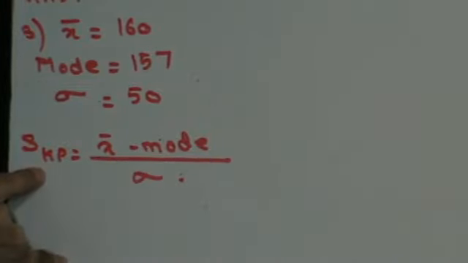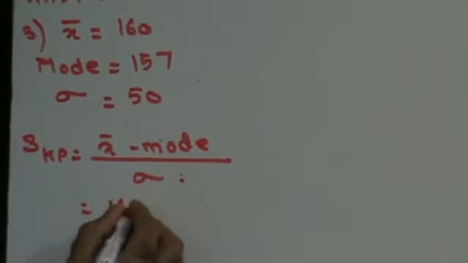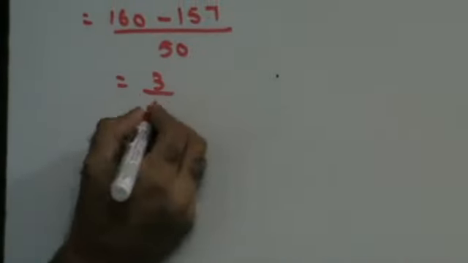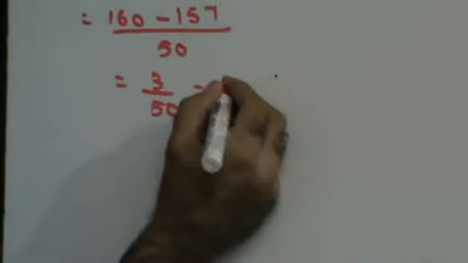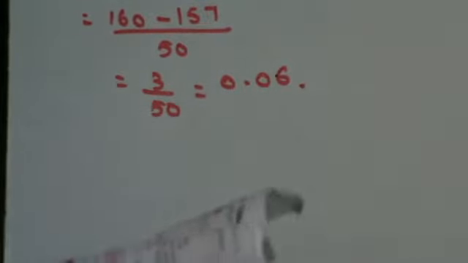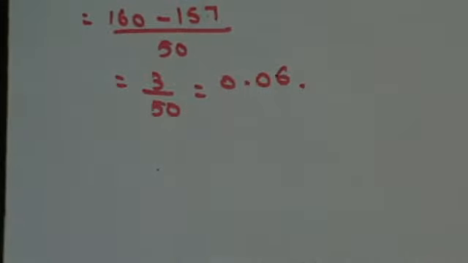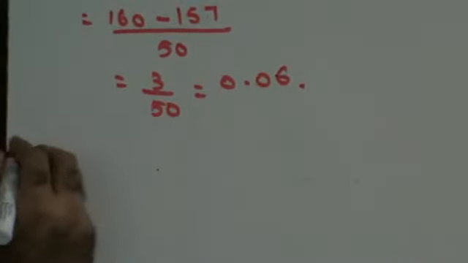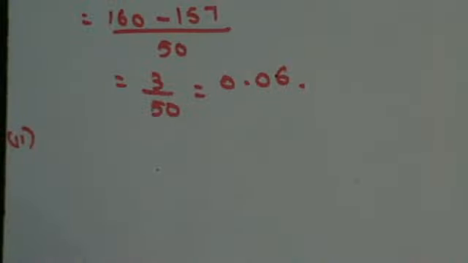Now, Carl Pearson's coefficient of skewness is mean minus mode upon standard deviation. Mean is 160 minus 157 upon 50, 3 upon 50, 6 upon 100, 0.06. Right? So, the first thing that I asked you to find out was Carl Pearson's coefficient of skewness. Next, the second data they have asked you to find out is median.